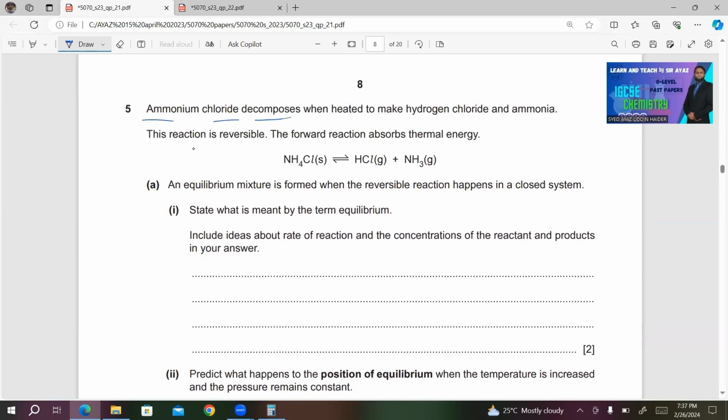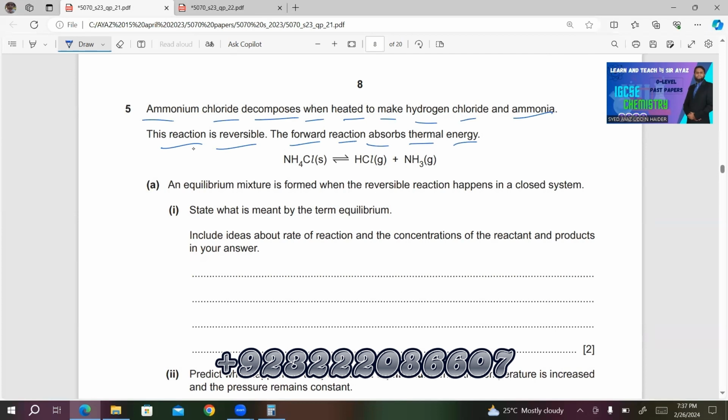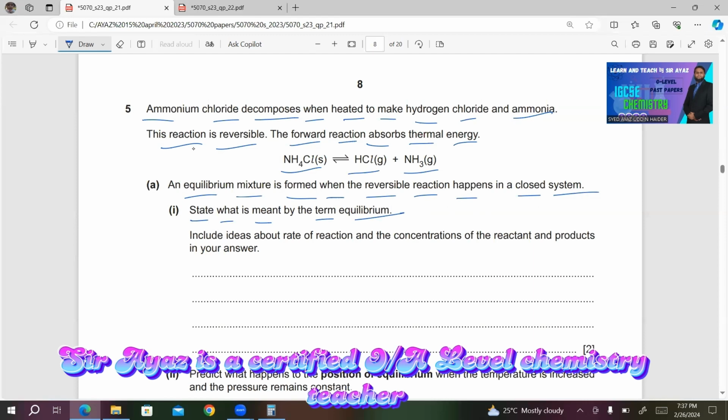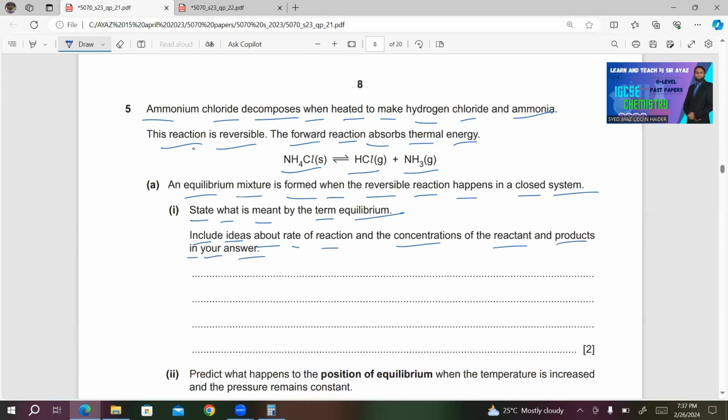Ammonium chloride decomposes when heated to make hydrogen chloride and ammonia. This reaction is reversible. The forward reaction absorbs thermal energy. NH4Cl(s) gives HCl gas plus NH3 gas. An equilibrium mixture is formed when the reversible reaction happens in a closed system. State what is meant by the term equilibrium. Include ideas about rate of reaction and the concentrations of the reactants and products in your answer.